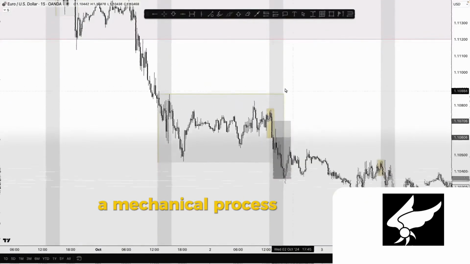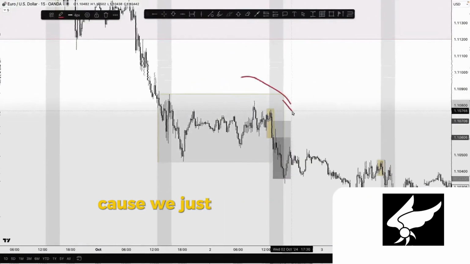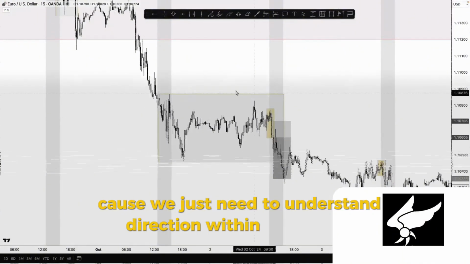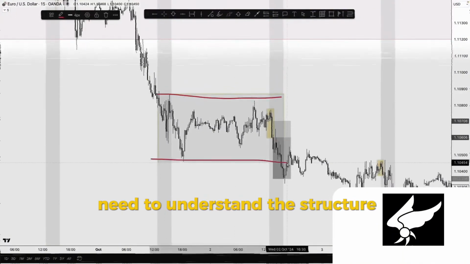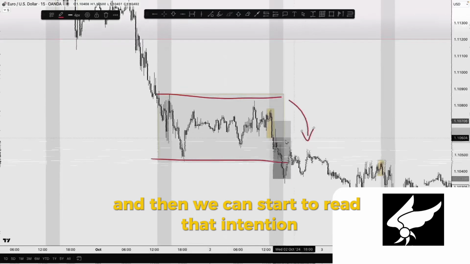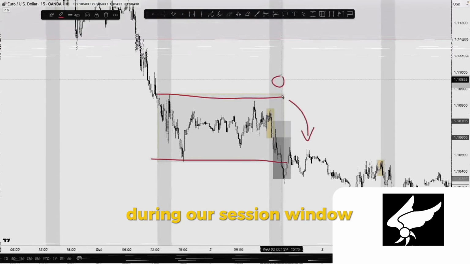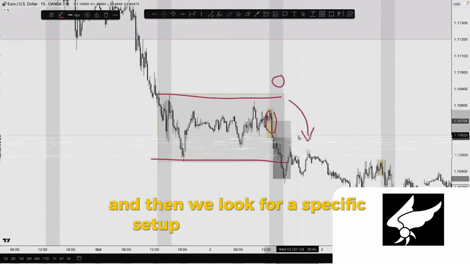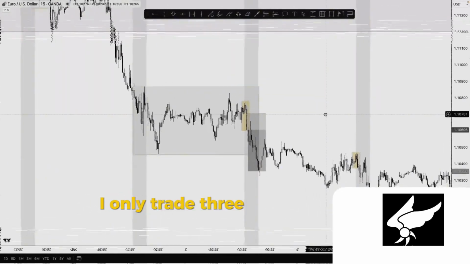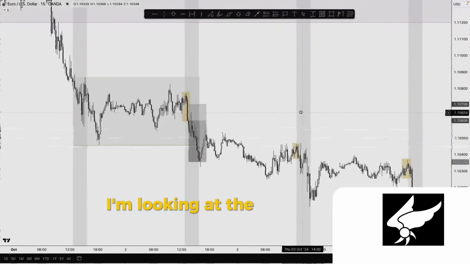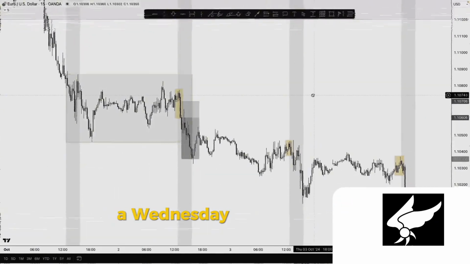A mechanical process that makes trading easy, because we just need to understand direction within the market. We need to understand the structure of the market, and then we can start to read that intention during our session window, and then we look for our specific setup, and that's job done. I only trade 3 days a week as well. I'm looking at the markets on a Tuesday, a Wednesday, and a Thursday.